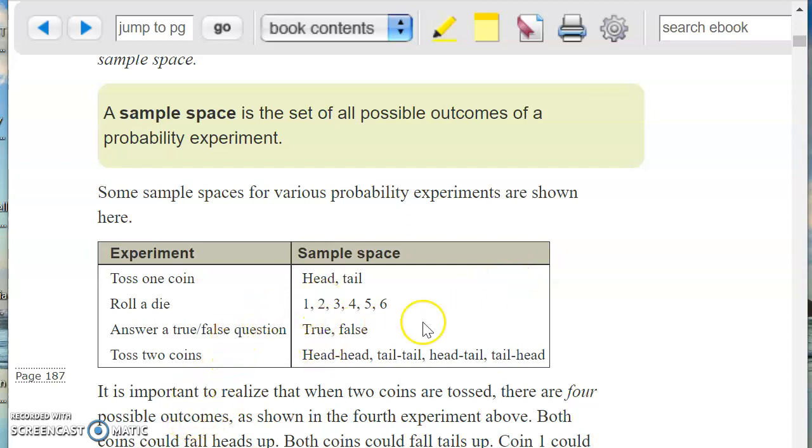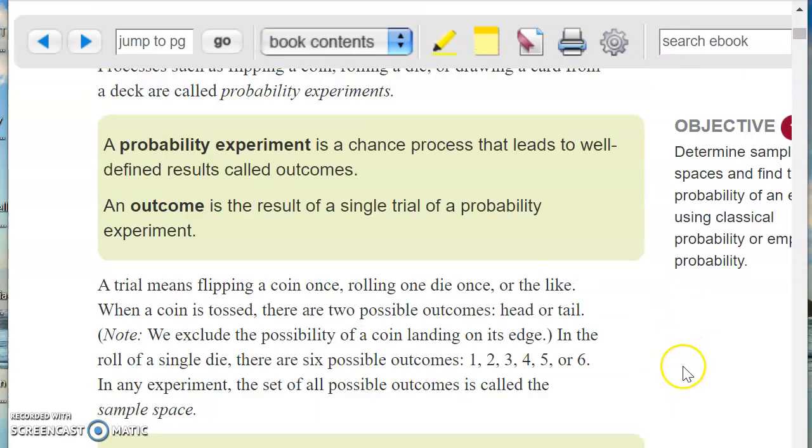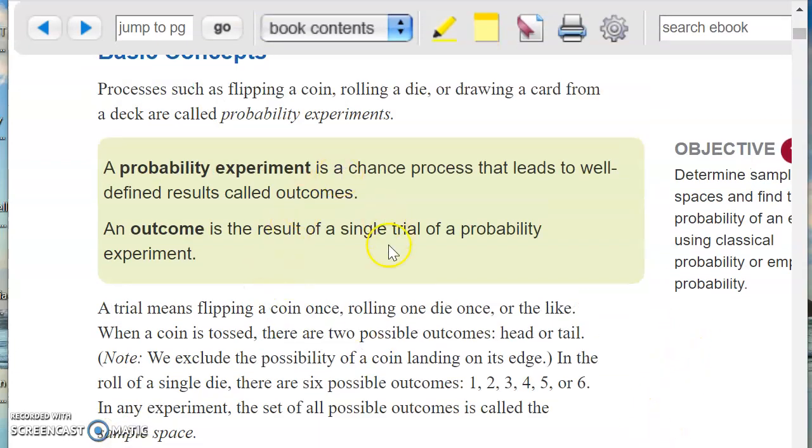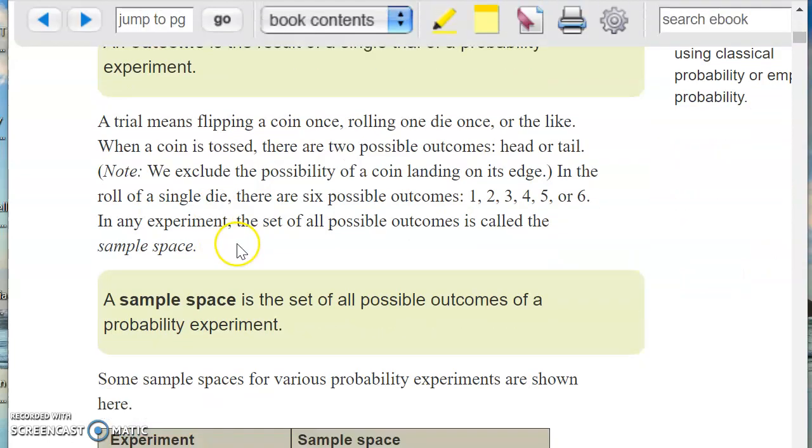So you can kind of see what's going on here, right? Let's say you toss two coins. Well, now, if you're tossing the two coins, in a sense, you're tossing them at the same time, even if you do one after another. That's a single trial. So tossing two coins is still considered an outcome. It's a single trial of a probability experiment.